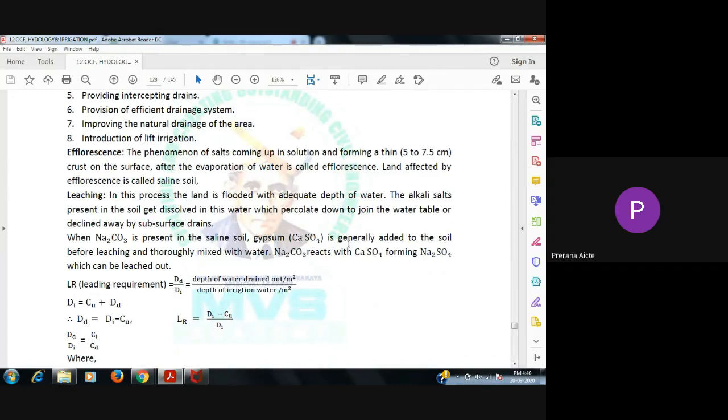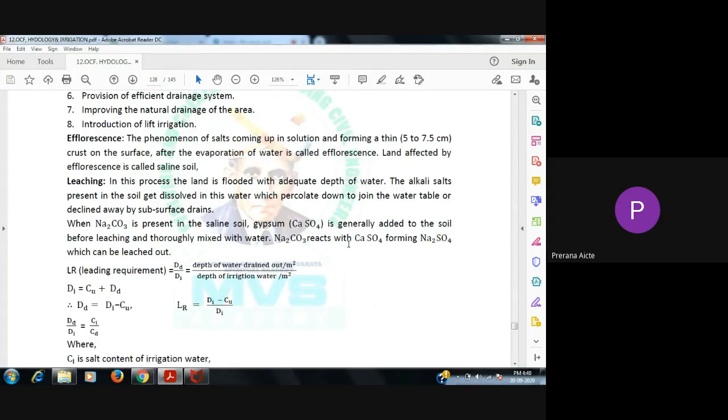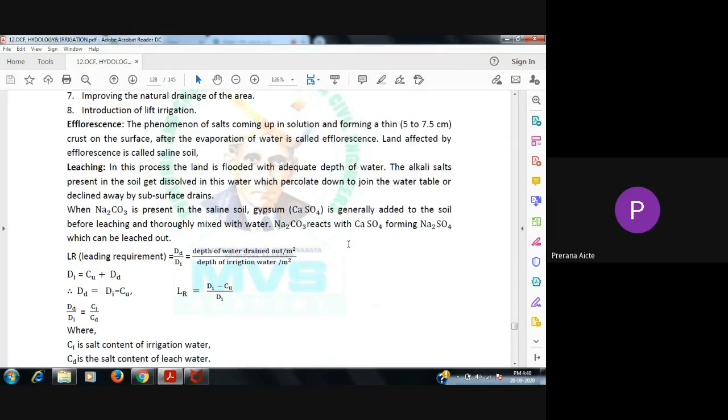Then efflorescence. The phenomenon of salts coming up in solution and forming a thin crust on the surface after the evaporation of water is called efflorescence. The land affected by efflorescence is called saline soil. What is meant by leaching? Leaching is a process in which the land is flooded with an adequate depth of water. The alkali salts present in the soil get dissolved in this water, which percolates down to join the water table or is drained away by subsurface drainage. This is called leaching.